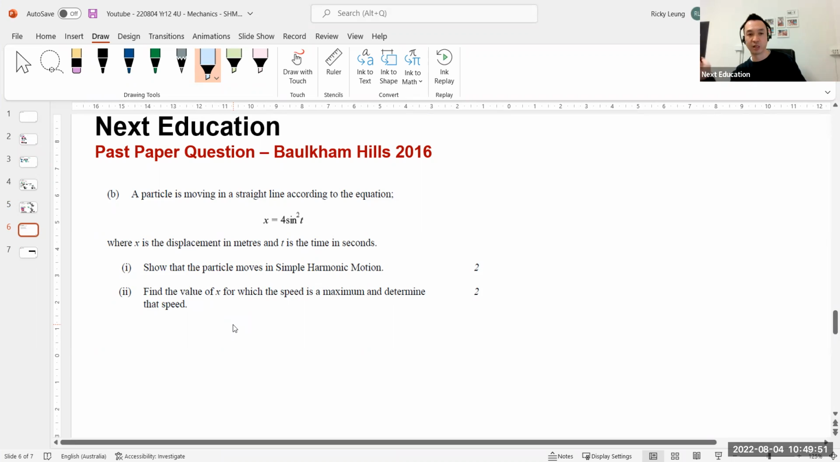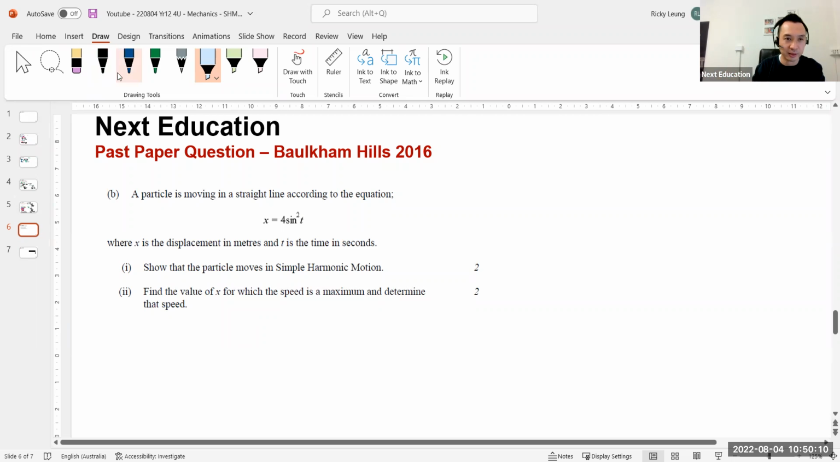Show the particle moves in simple harmonic motion, 2 marks again. I think for this one it actually warrants 2 marks because there's a bit more work involved. But part 2: find the value of x for which the speed is maximum, so speed, and determine that speed.